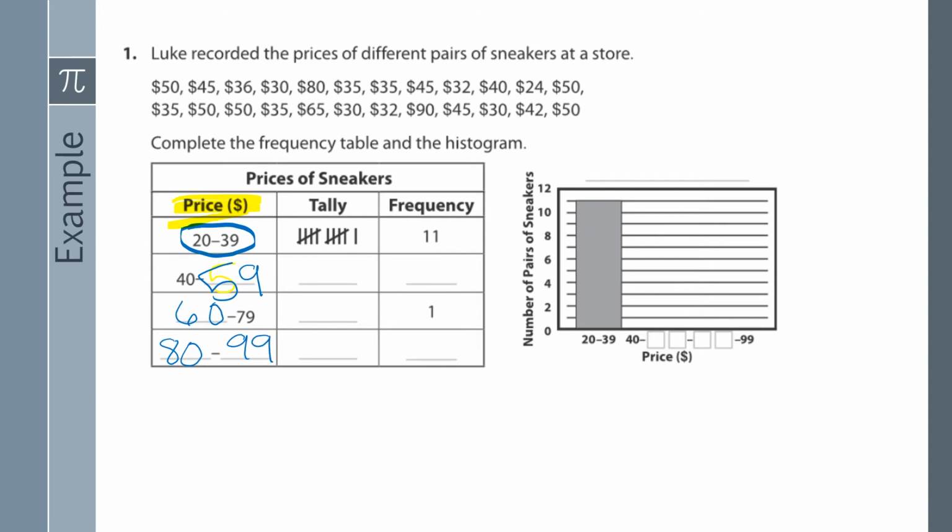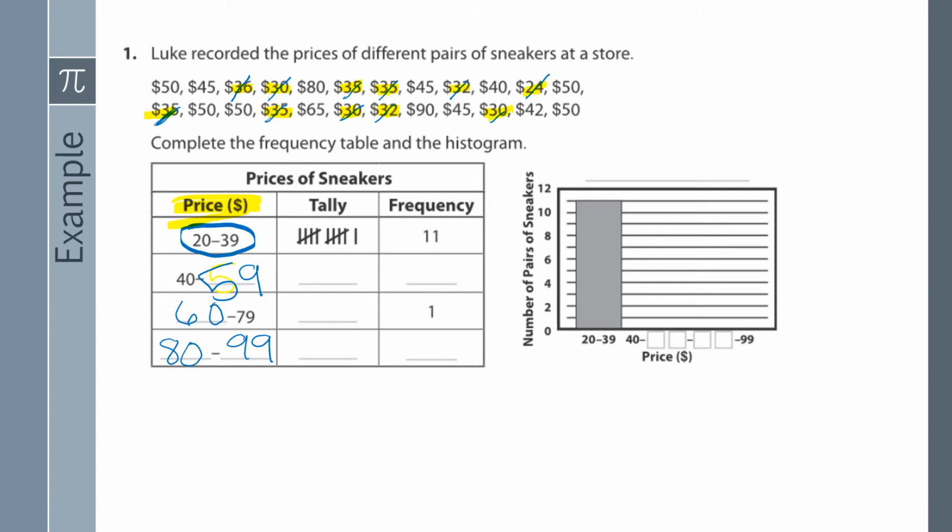Now the tally marks. They already did all the shoes from 20 to 39, and they found out there were 11 of them. I went through real fast and marked off all the ones that were 20 to 39 just to double check, and there were 11 of them. You can cross them off like I did, or highlight them, but you definitely want to mark them somehow so you don't miss one or repeat one twice.